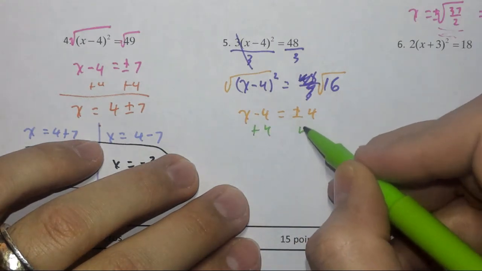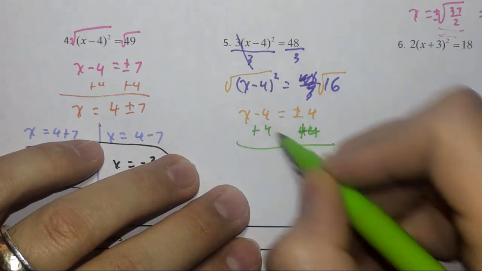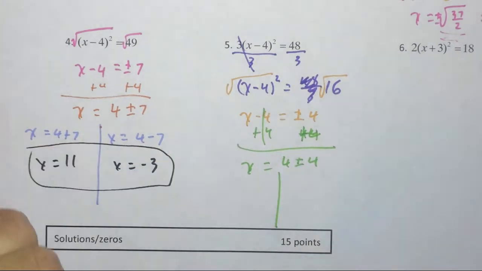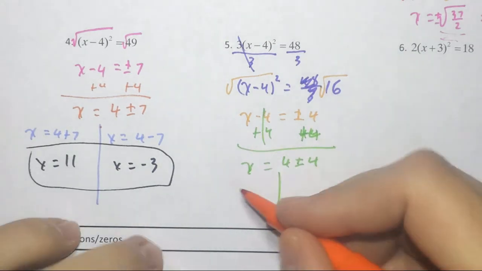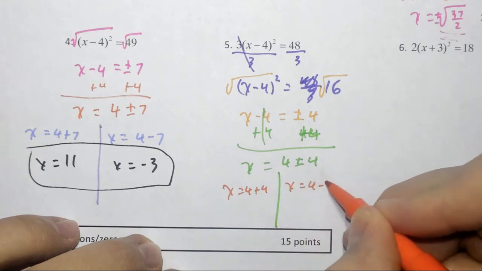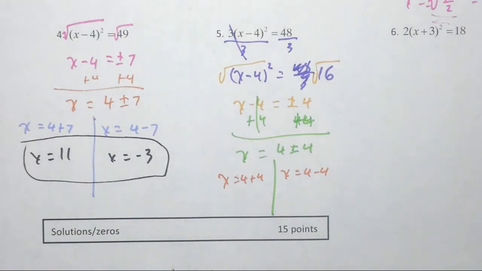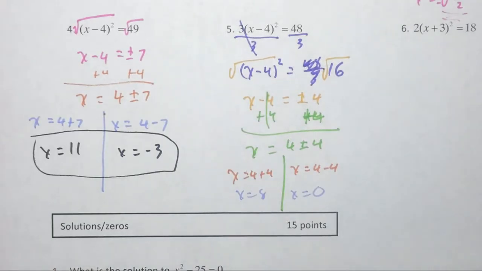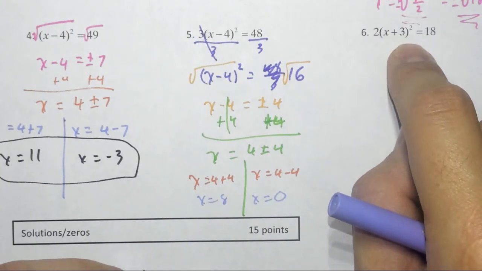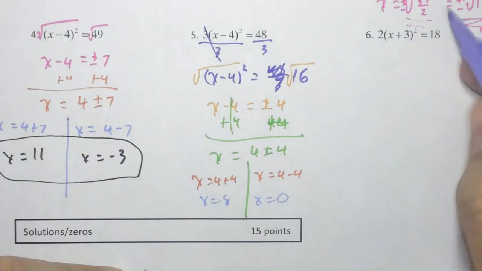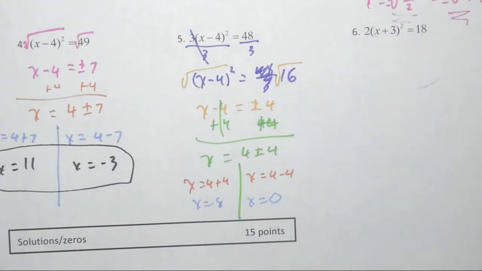Plus 4 right there, those cancel out. x equals 4 plus or minus 4. Separate that into two pieces, and we get x equals 4 plus 4, x equals 4 minus 4. And when we solve those, x equals 8, x equals 0. Those are my two different values there. The last one, same general idea. Divide by 2, take the square root, minus 3, those are your steps. I'll let y'all go ahead and do those on your own.